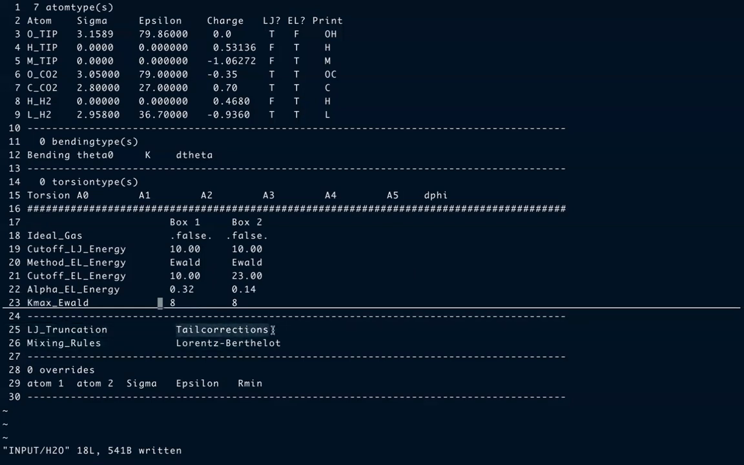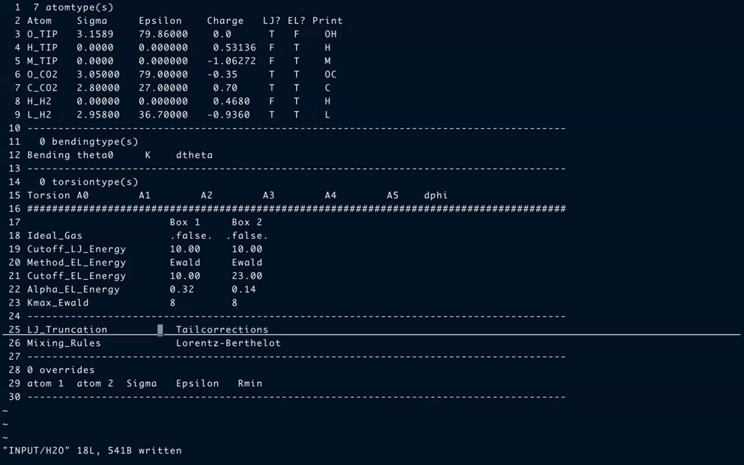Now, all of the Lennard-Jones interactions are truncated at 10 angstroms, which means that we have to correct for the remaining interactions, or the residual interactions, and that is incorporated by using tail corrections. So here the tail corrections have to be included.